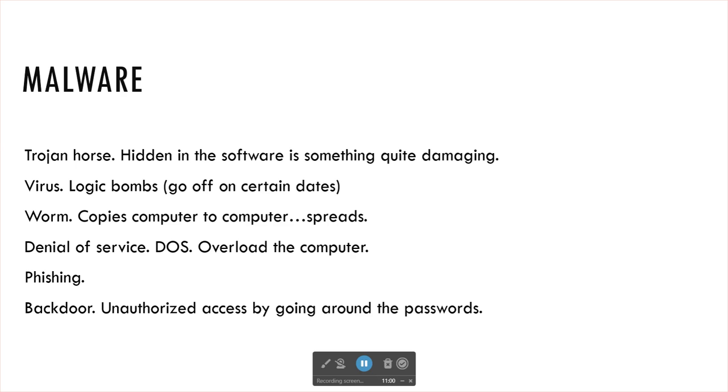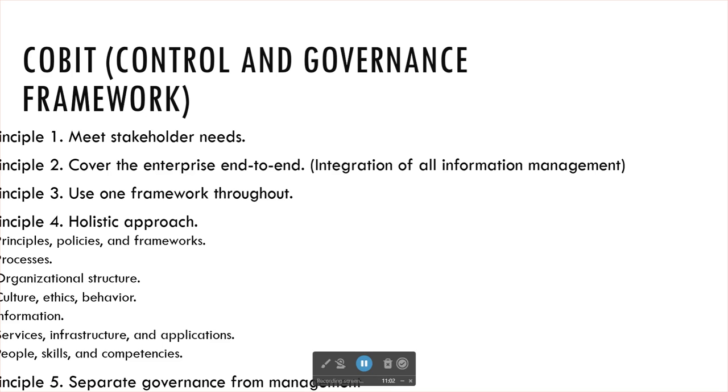The next thing is COBIT. And I realize it's kind of cutting us off over here, isn't it, on the left? I apologize for that. COBIT is a control and governance framework which exists for IT, and it's interesting because we said COSO was the thing that existed for AIS.